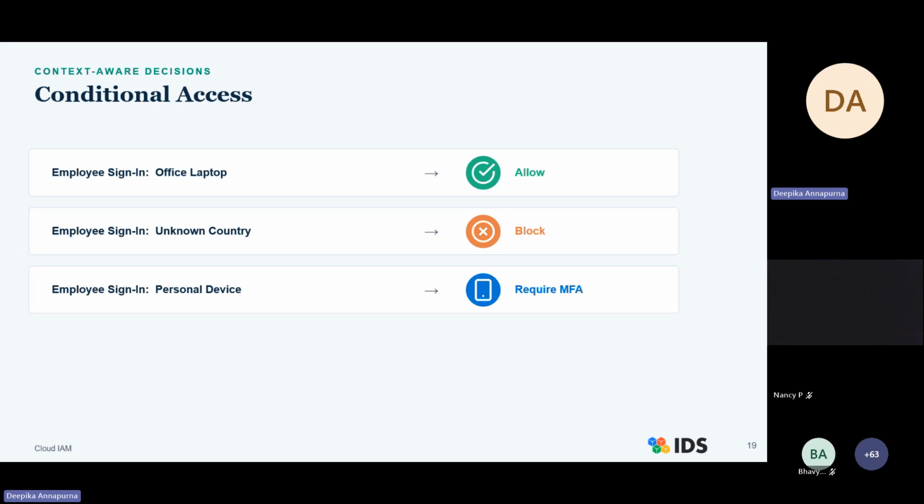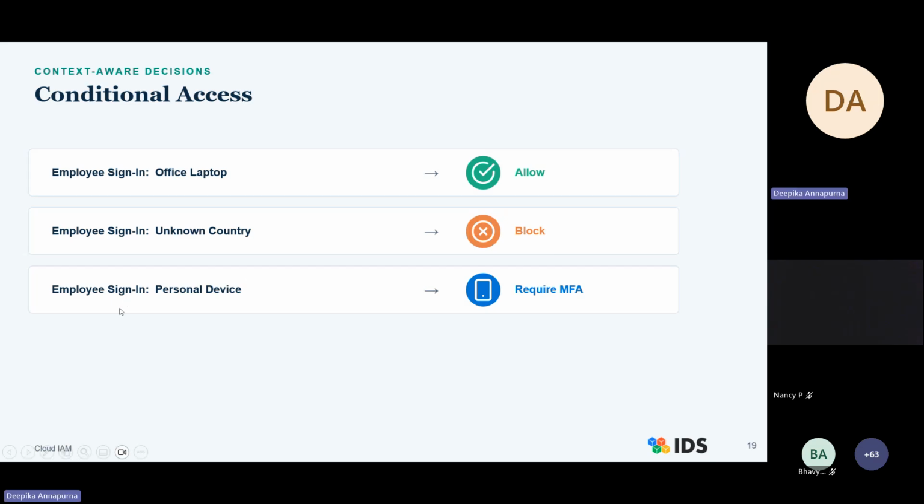Myself, I am an employee of IDS, and I usually log in from the Hyderabad location. Okay, fine. After 5 minutes, someone is trying to log in from an unknown country, let's say the US. Is that possible within 5 minutes? So Entra will detect it as a suspicious attempt and block it.